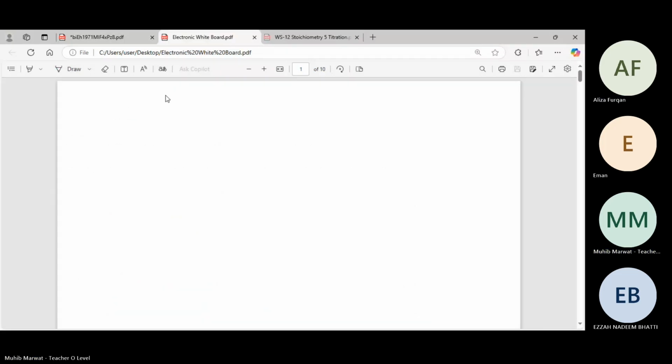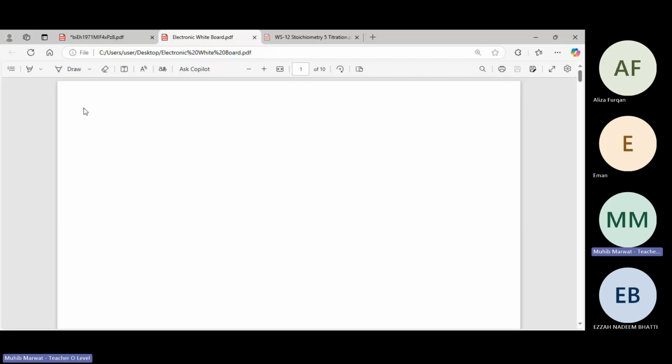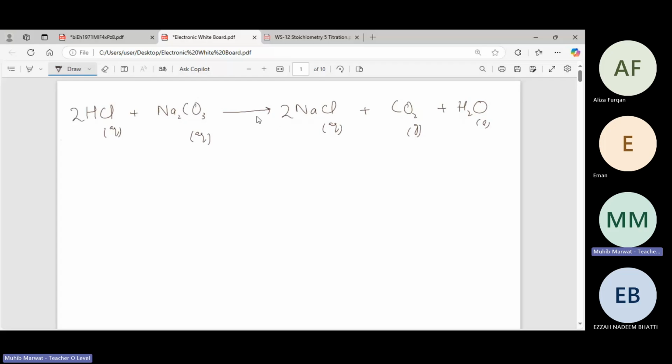Now, again, we have sodium carbonate and dilute hydrochloric acid, that is HCl, right, and sodium carbonate. They react together again to form sodium chloride and carbon dioxide and water, right? We are going to balance it, so we put 2 in front of HCl. It's balanced now, right?